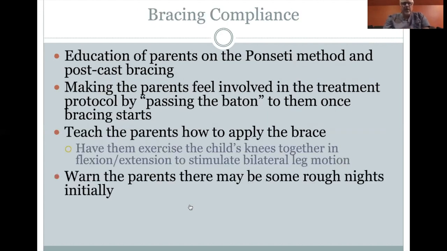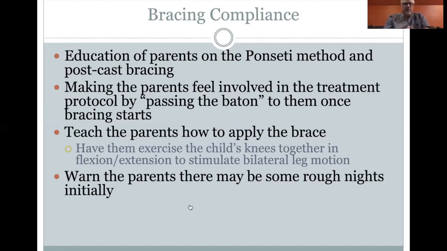It's really important to educate the parents on the Ponseti method and the post-cast bracing. He always described it as making the parents feel like they're involved in the treatment protocol by passing the baton of treatment to them once the bracing starts. So you've done your part as a physician, correcting the deformity with the casting and tenotomy. Now they have to maintain that correction, and they're part of the treatment team, making sure that the bracing protocol is followed at home.